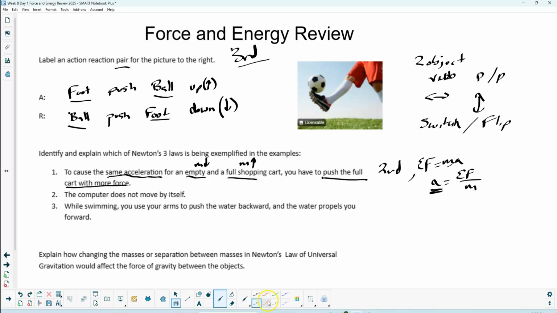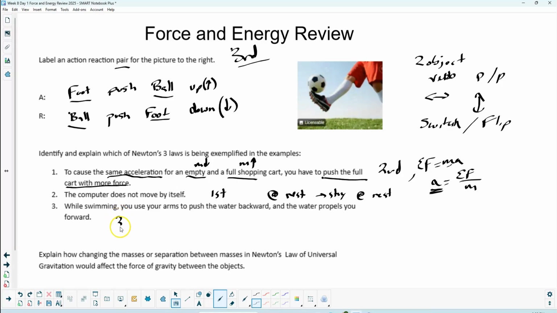The next statement says the computer does not move by itself, so it's at rest and staying at rest. I would say that's Newton's first law. It also deals with objects at a constant velocity, and they do that as long as the net force is zero. So this is a net force zero, or balanced, situation. If they're unbalanced, then it does accelerate, and that would be the first law as well.